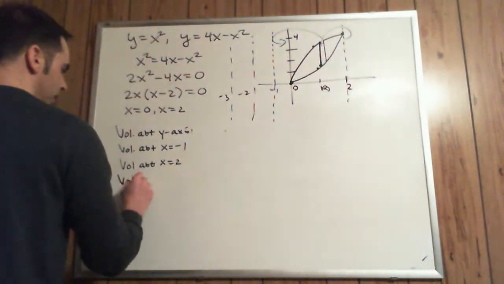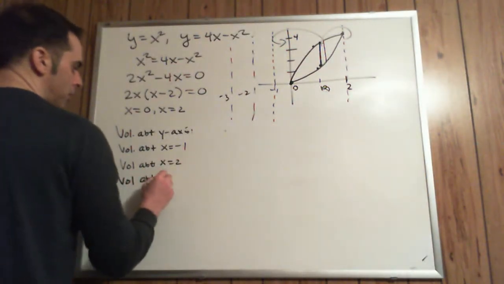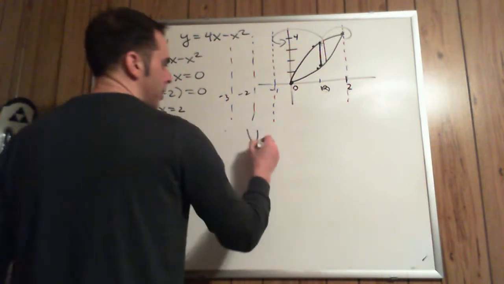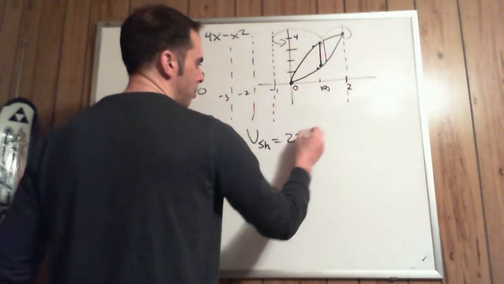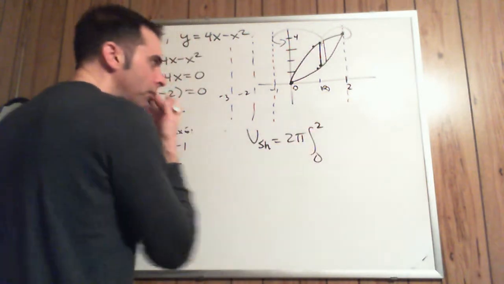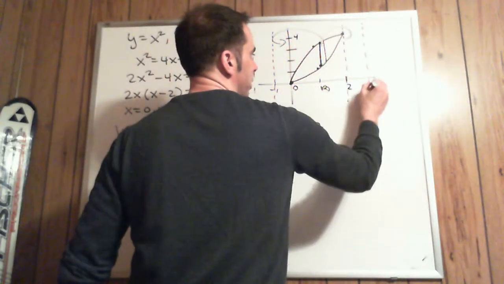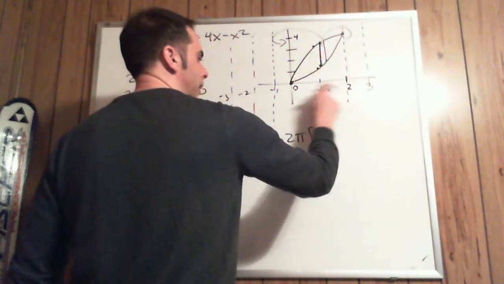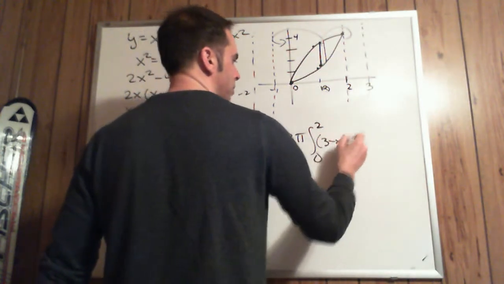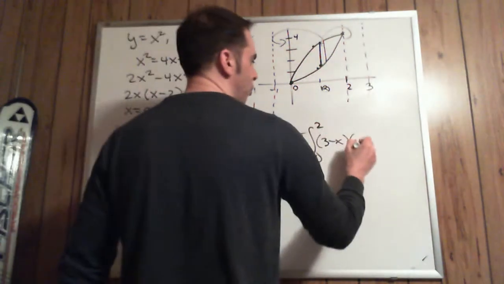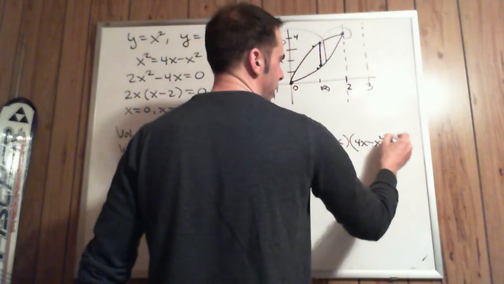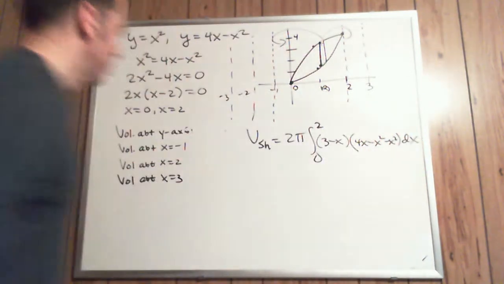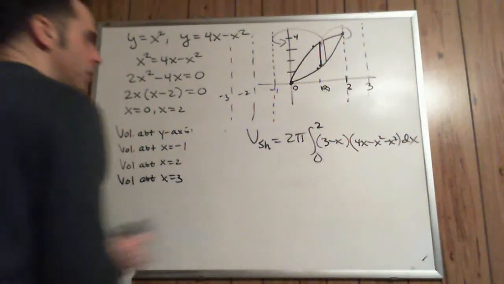Okay, so now what about if we wanted the volume about, let's just do x equals 3. So it'd be volume by shell again, 2 pi from 0 to 2. And it's about x equals 3. So it'd be right minus left, 3 minus x, times the height, which would be 4x minus x squared dx.